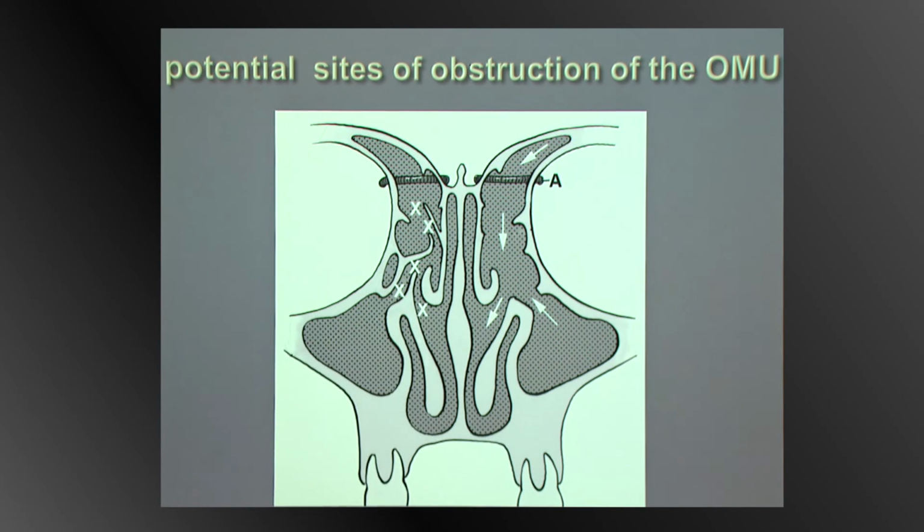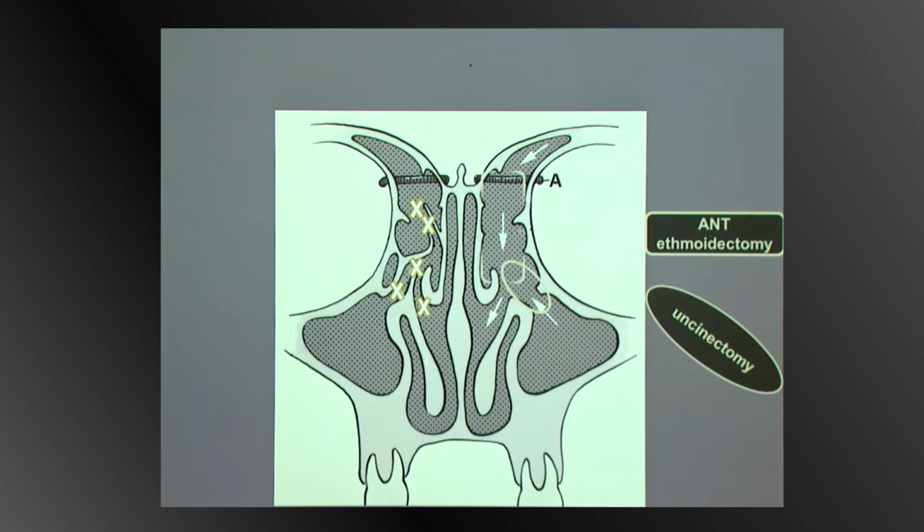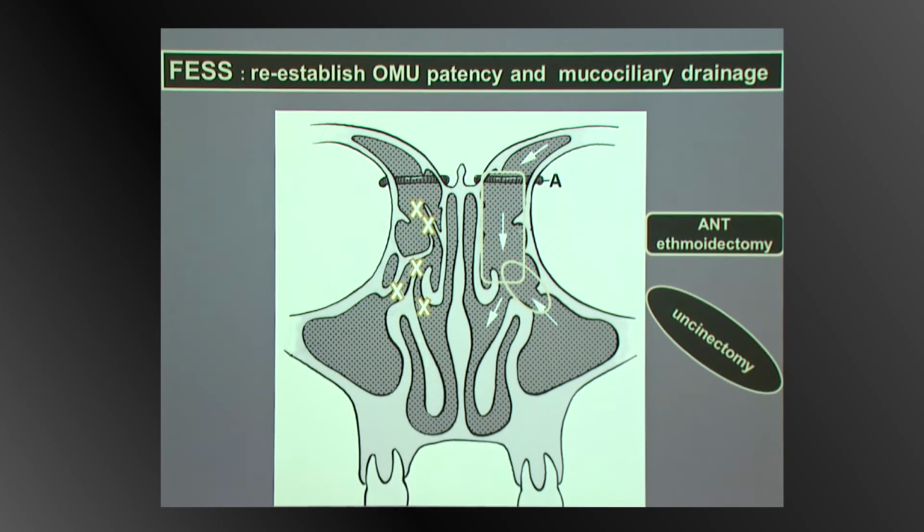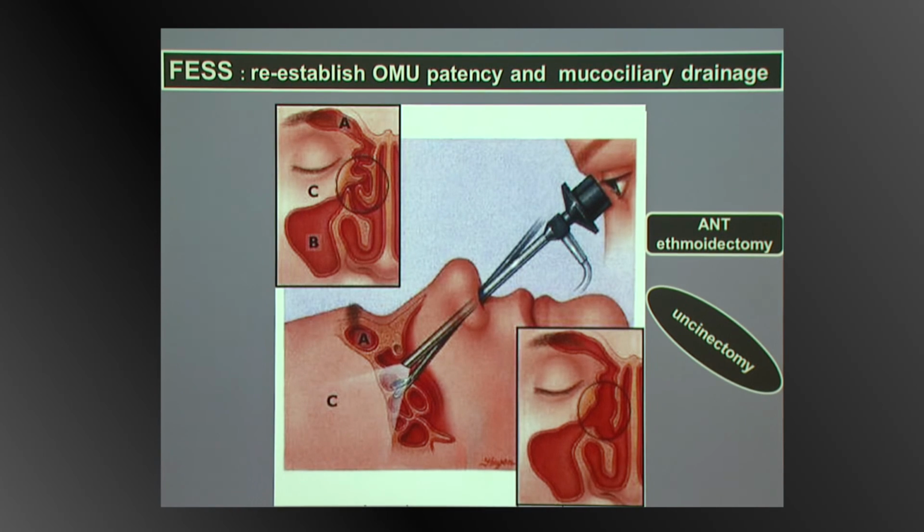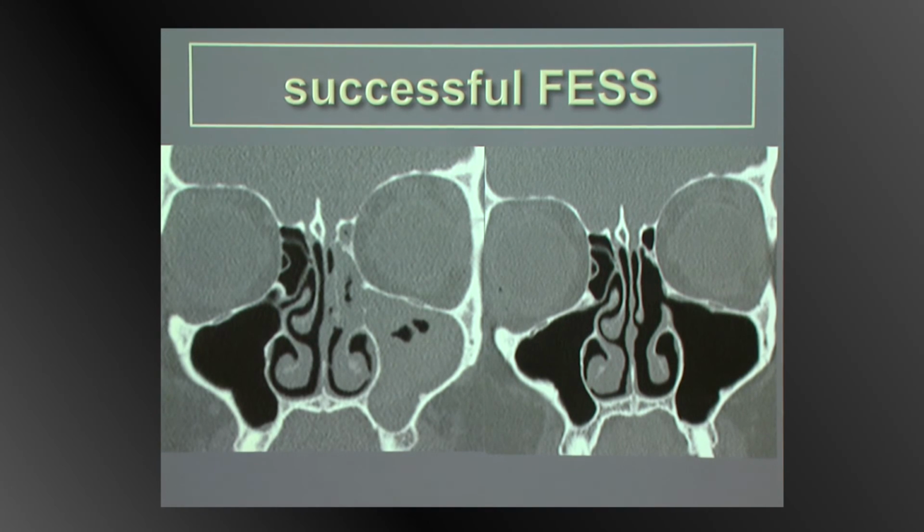So where might it obstruct? Well, it might obstruct in the frontal recess and anterior ethmoid region, or in the osteomeatal unit. You deal with that by doing an anterior ethmoidectomy and removing the uncinate process to re-establish drainage. Here is the same procedure being done endoscopically in schematic form, and that's what successful FESS can look like. We've done an uncinectomy and an anterior ethmoidectomy.